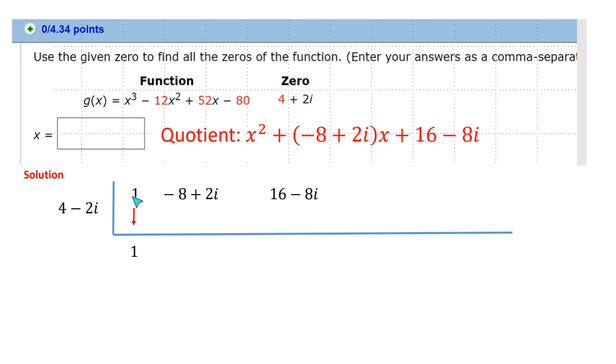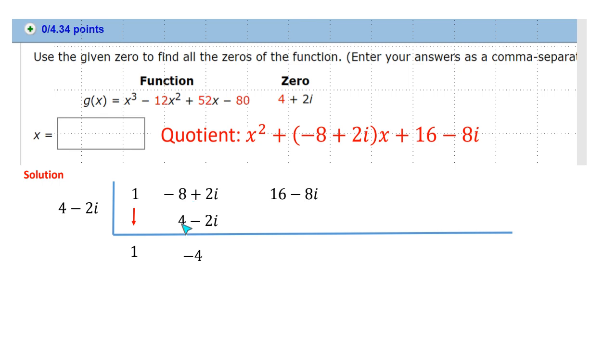So in front of x squared, I have a 1. In front of x, I have a negative 8 plus 2i, and then 16 minus 8i. But now I'm going to use the conjugate. So here we had 4 plus 2i, so my conjugate is 4 minus 2i. So I'm going to bring the 1 down, multiply times 4 minus 2i.